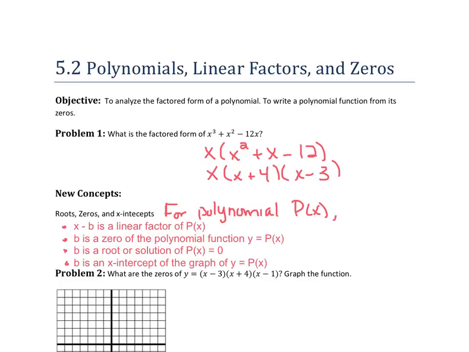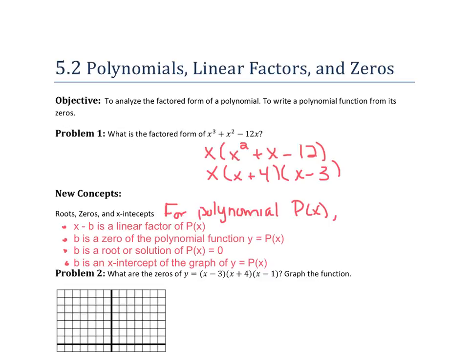All right, new concept we have is roots, zeros, and x-intercepts, and this is going to be for the polynomial p of x. So x minus b is a linear factor of p of x. B is a zero of the polynomial function y equals p of x. B is a root or a solution of p of x being set equal to 0. And B is an x-intercept of the graph of y equals p of x.